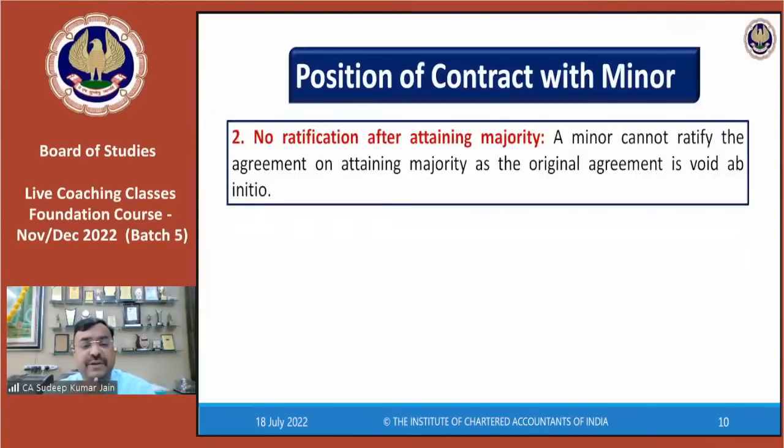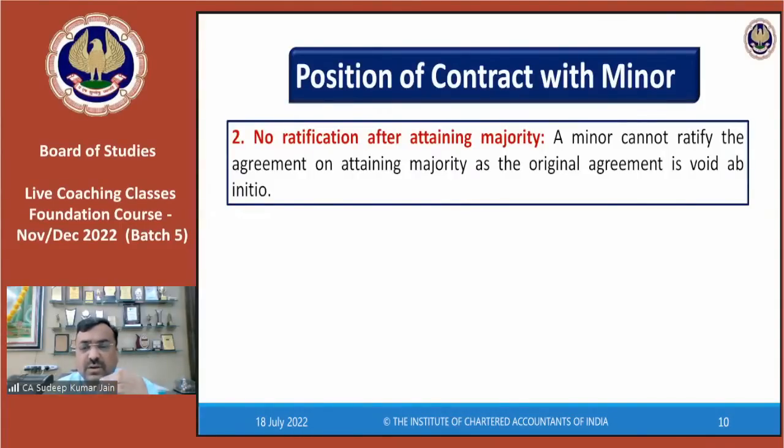Second is no ratification after attaining majority. प्लीज रखना कीजिए रेटिफिकेशन. रेटिफिकेशन मींस कंफर्मेशन. Law says if a contract entered by a person at the time of his minority cannot be confirmed even after he becomes a major, because at the time of contract he was a minor and at that point the contract was void, and a void contract cannot be converted into a valid contract.